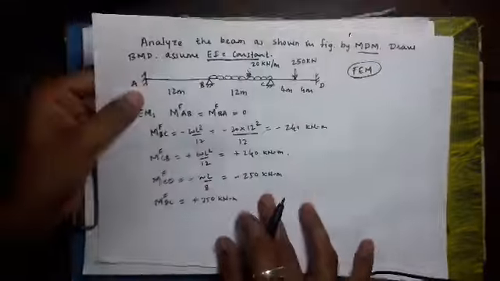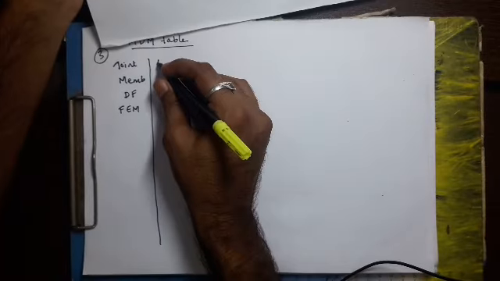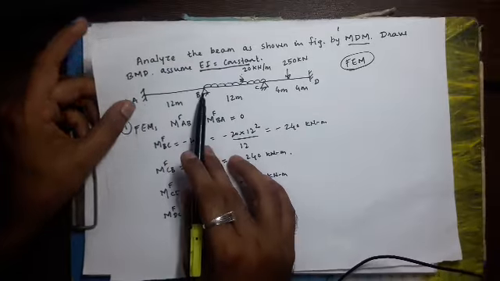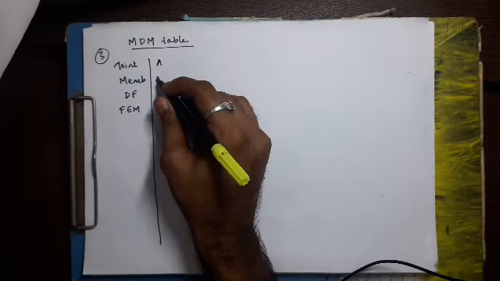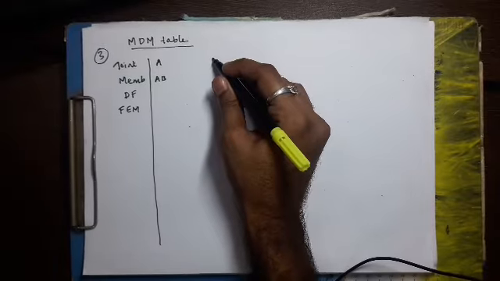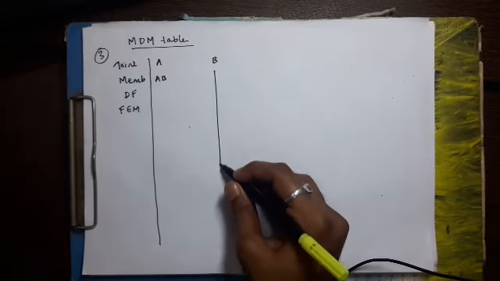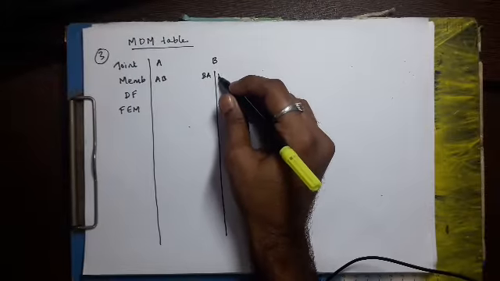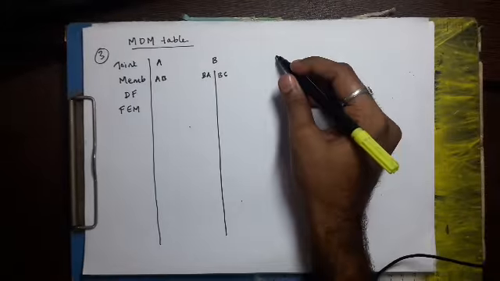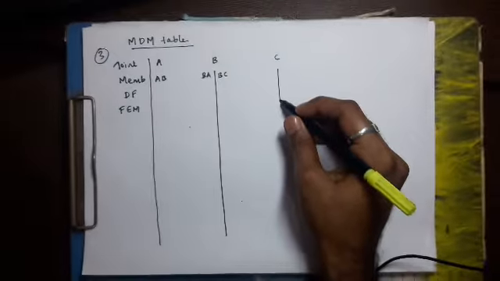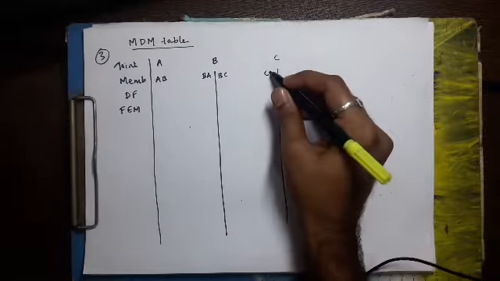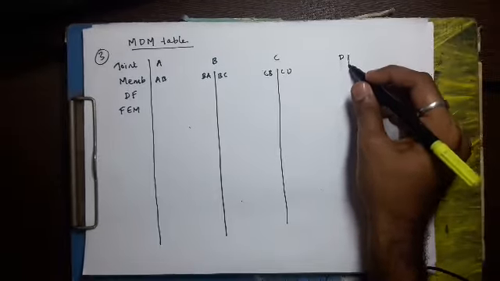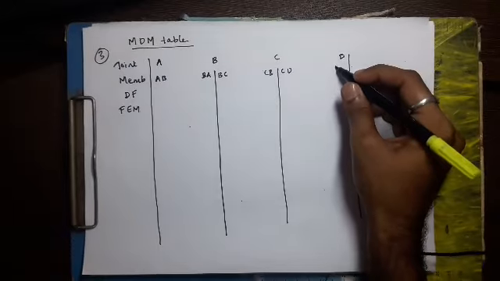Okay, so see, all the joints we have to take. Joint A has got only one member, AB. Then we have joint B. Joint B has got two members, BA, BC. Joint C also has got two members, CB and CD, and joint D has got only one member, DC.